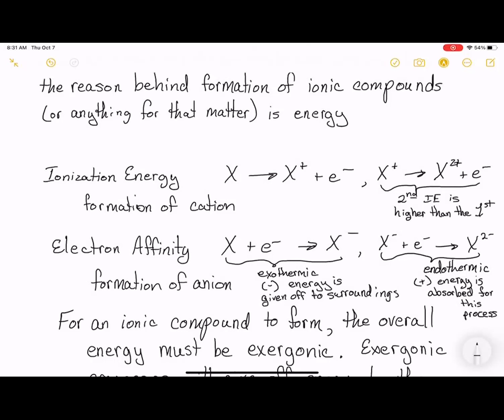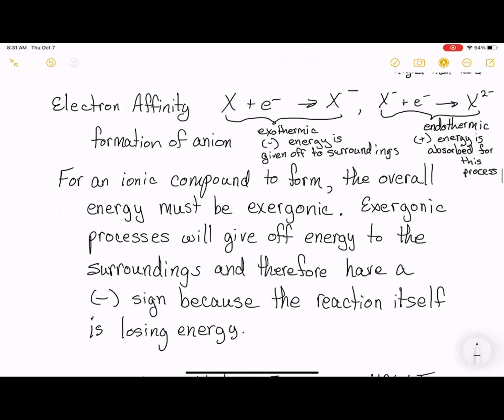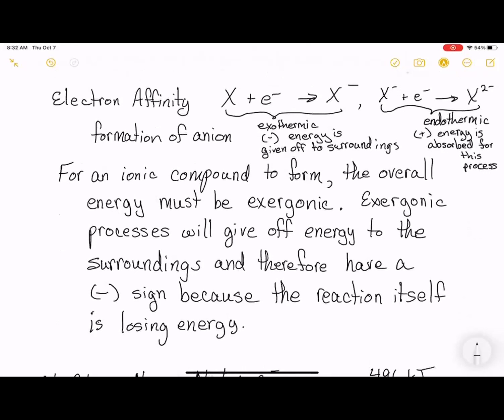We will be keeping in mind these ionization energies and these electron affinity energies as we move into the next piece. For an ionic compound to form, the overall energy must be exergonic. Exergonic is a process that gives off energy to the surroundings. Therefore, the overall energy has to have a negative sign. And the reason we give it a negative sign is because the reaction itself is giving off energy. It's being given off to the surroundings.